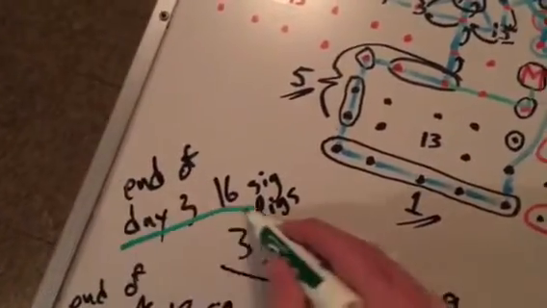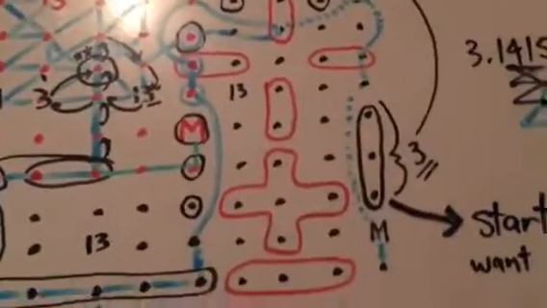Yeah, 9. 9's included here. That's the end of day 3, 16 sig figs of pi. And we are at the center where we wanted to go. Okay?